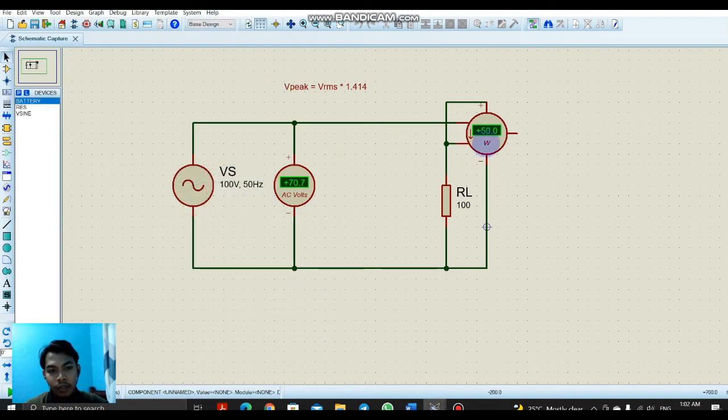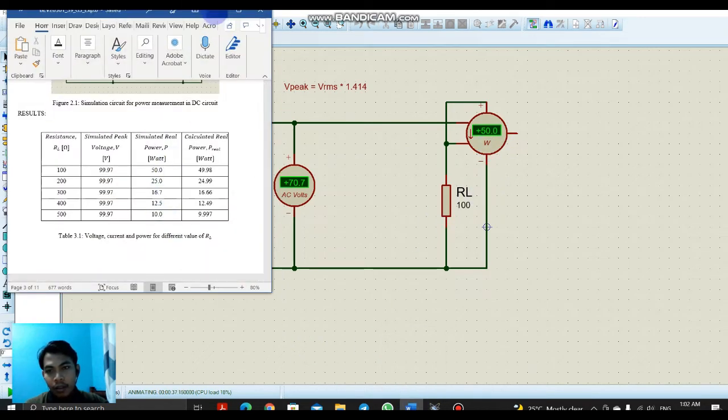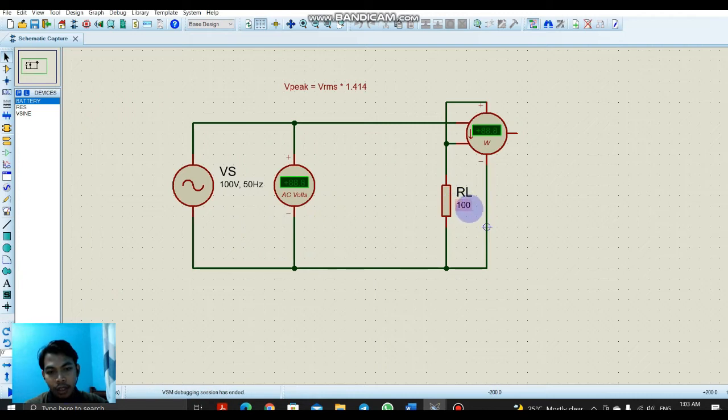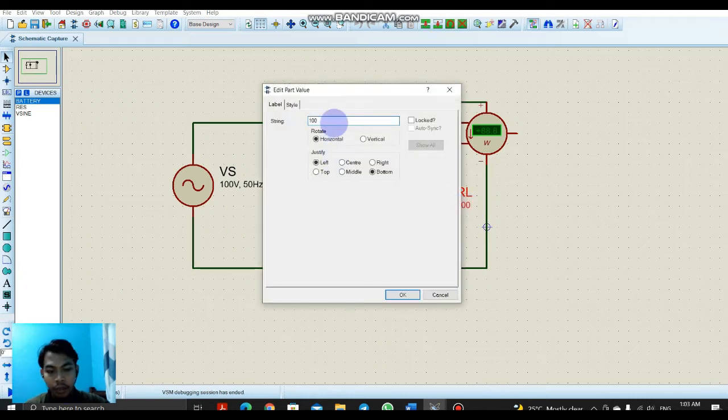Next, we have 50 watts on the wattmeter. This is the simulated real power P in watts. Next, we will simulate for the 200 ohm value.